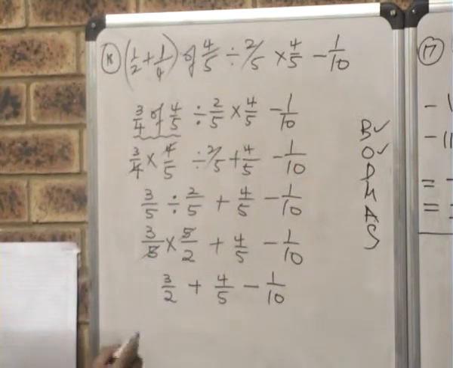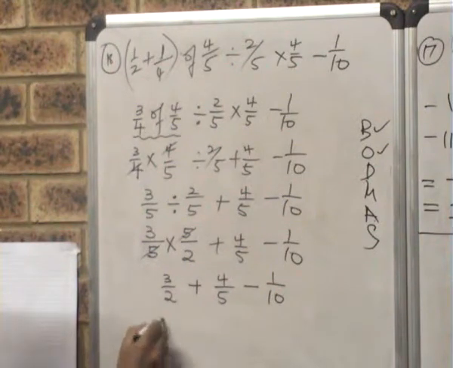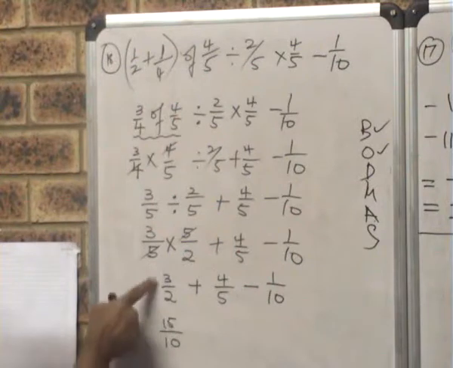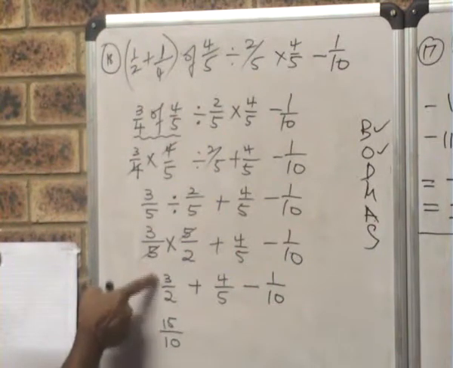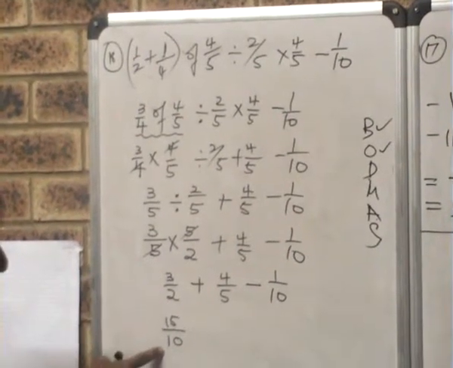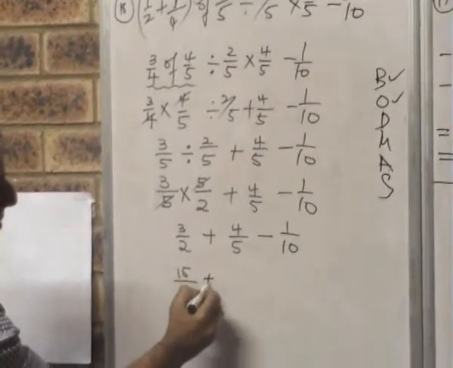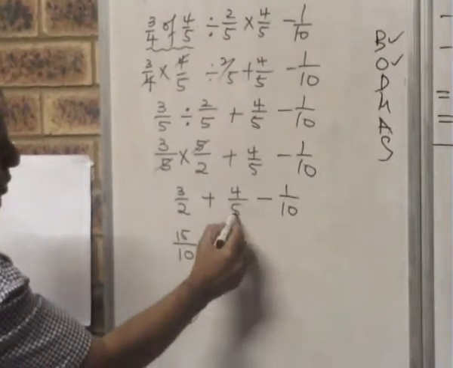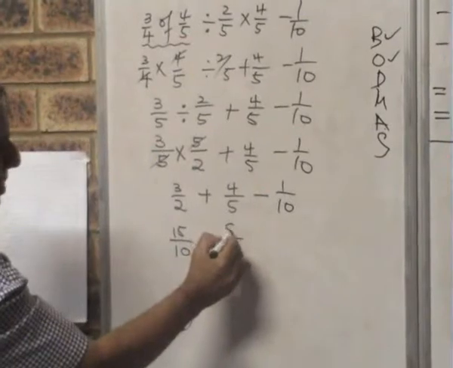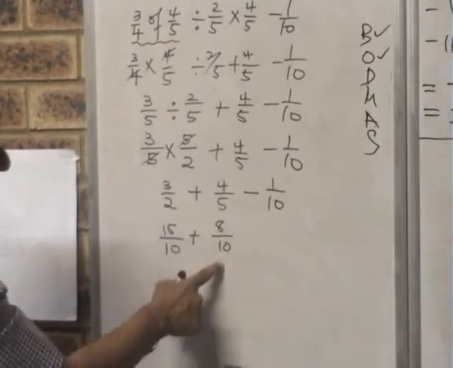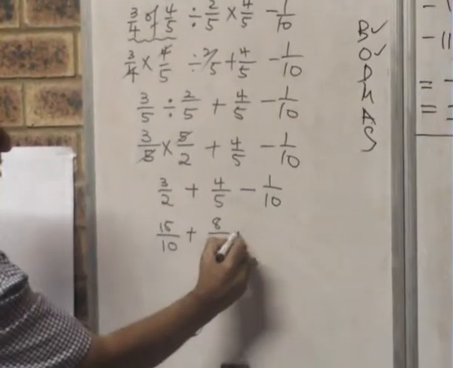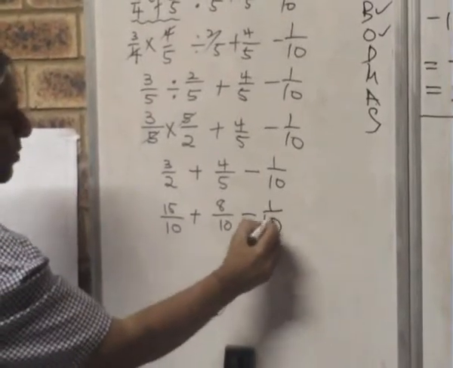Now if you like, you can make this 5 threes, 15 over 5 twos, 10, using equivalent fractions. Plus 2 fives, 10, 2 fours, 8. We're using equivalent fractions, minus 1 over 10.